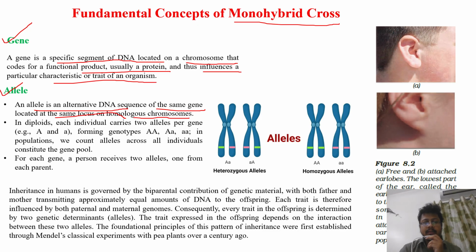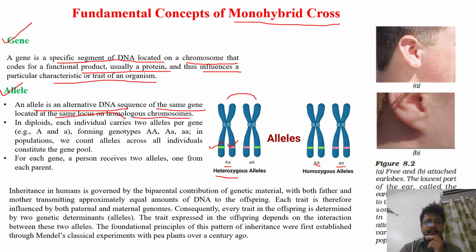of homologous chromosomes. Suppose these two are homologous chromosomes, we can see this green one is denoted by one type of allele and red is another type of allele. So it is present on the same gene locus, as you can see, and it is the alternative form of the DNA. So they code for different traits. If the alleles present are different, then they are called heterozygous. If the alleles present are the same, then they are known as homozygous.